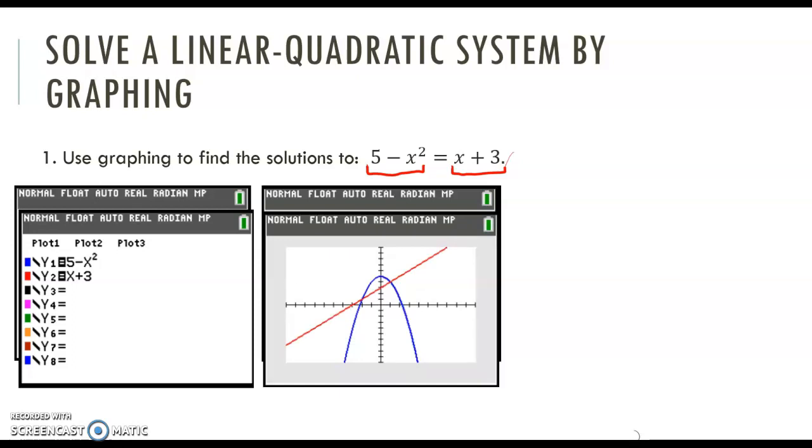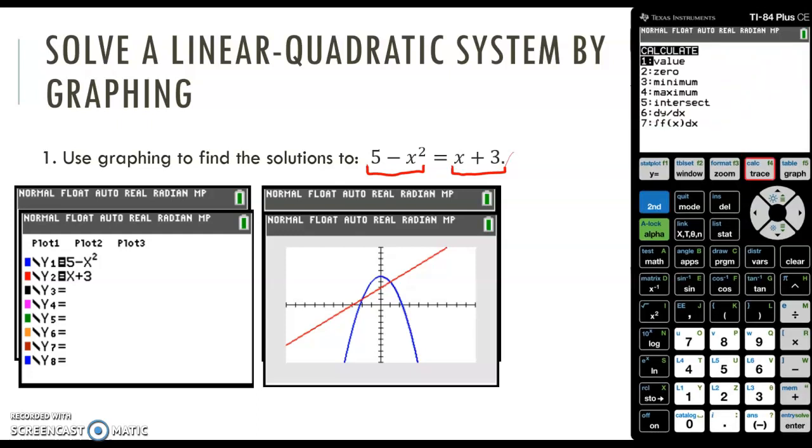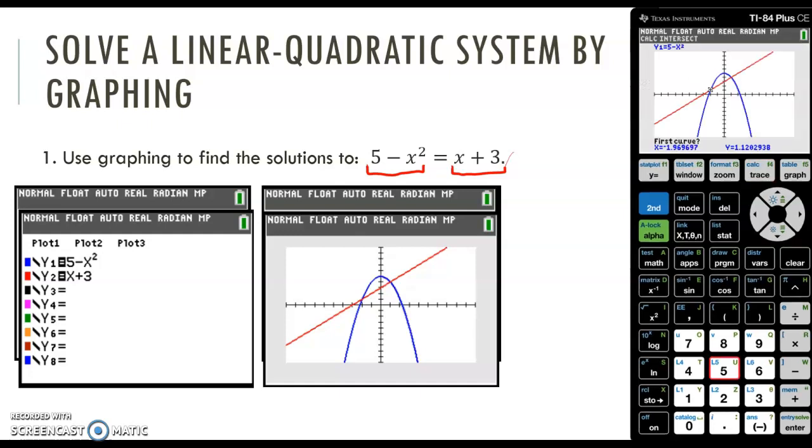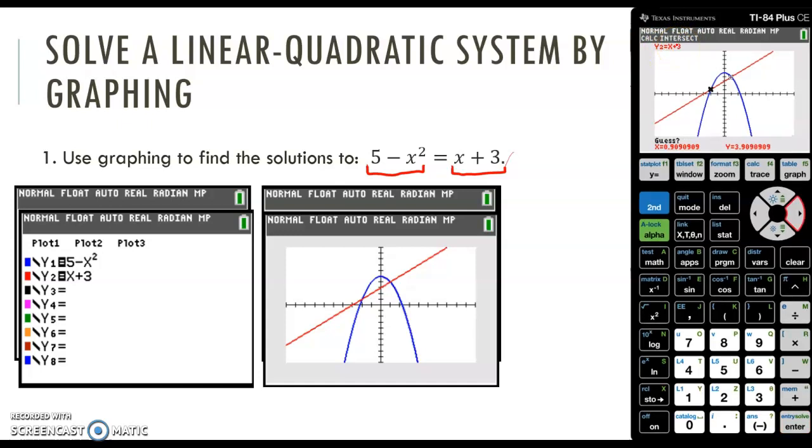After you have your two equations graphed, you are going to hit the second button on your calculator and then choose Trace, which is the Calc menu. From that Calculate menu, we're trying to find out where these curves intersect, so you're going to choose 5, Intersect. The first thing it asks you is, what's your first curve? And the curve that they're calling your first curve is 5 minus x squared. That works, so we'll hit enter. And then it'll ask you what your second curve is. Now it's talking about the line, the x plus 3 curve. And that works, so we hit enter.